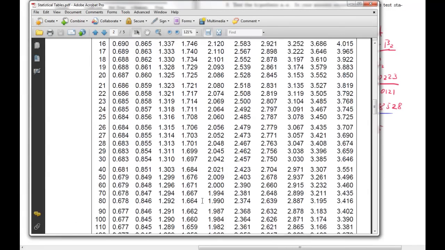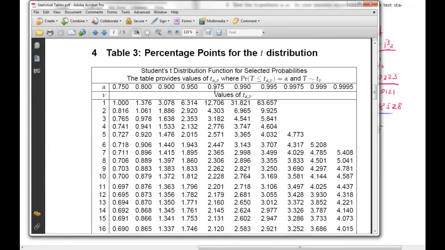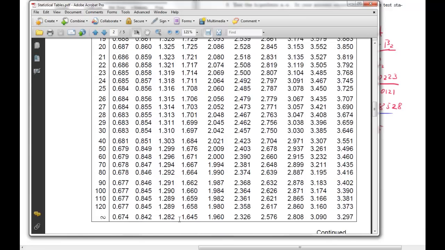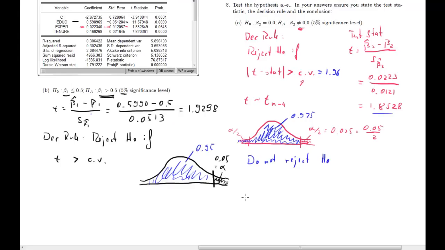We look at the t-distribution again, we know it's practically the same as the normal distribution, 0.95 and an infinite number of degrees of freedom is 1.645. So that value here is going to be 1.645, that is the critical value. Now we can compare our t-test to that one. The t-test is indeed larger than the critical value, therefore we reject H0.